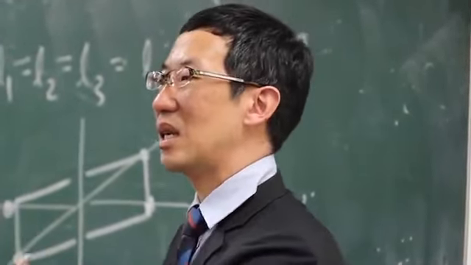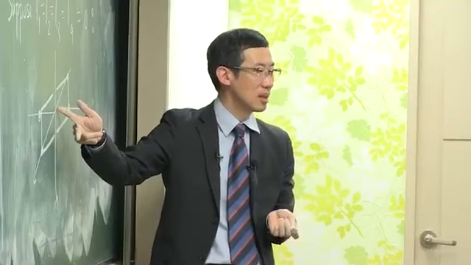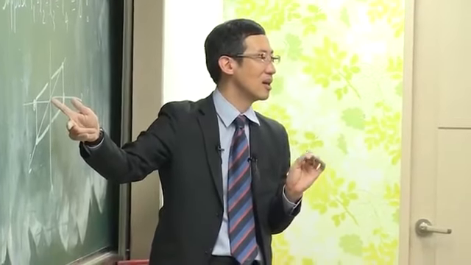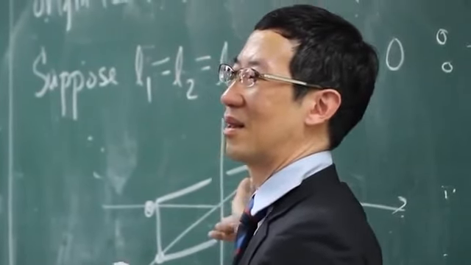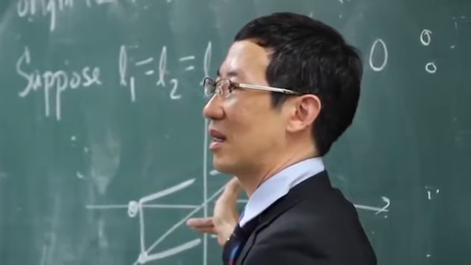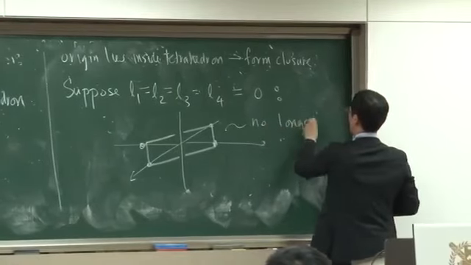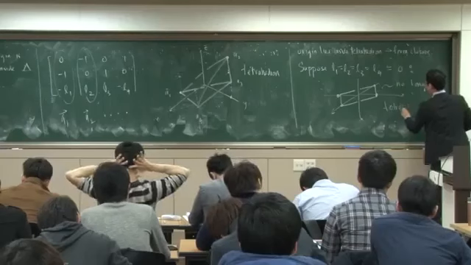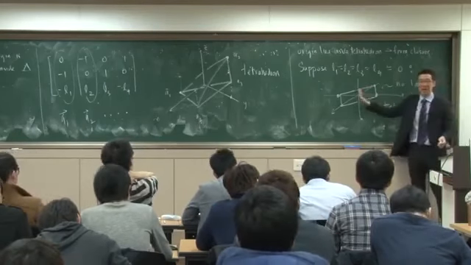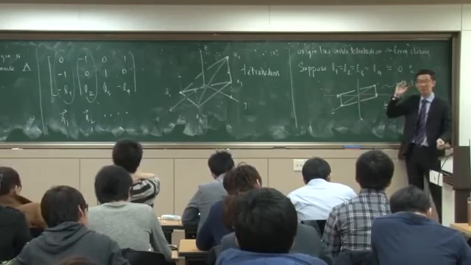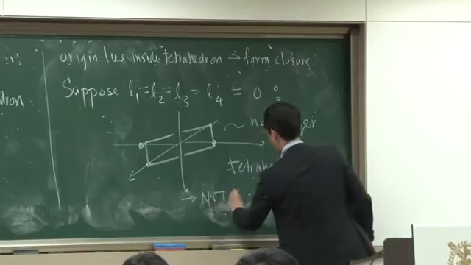So now the question, is the origin inside the tetrahedron? It looks that way. But in fact, the tetrahedron is no longer a tetrahedron. It's a square. We need this to be a volume in three-dimensional space, but this is just an area. So no solution. This is not form closure.